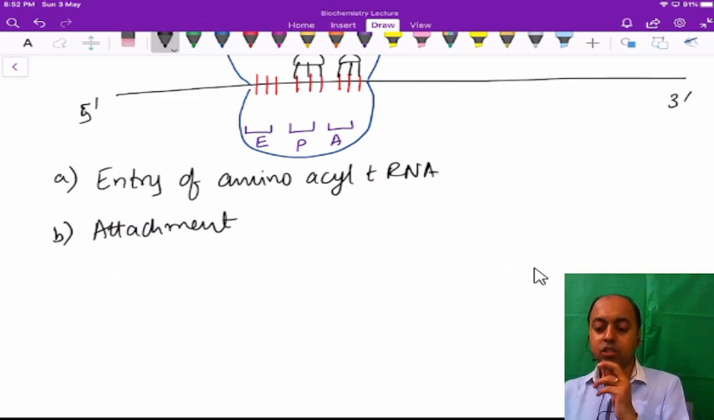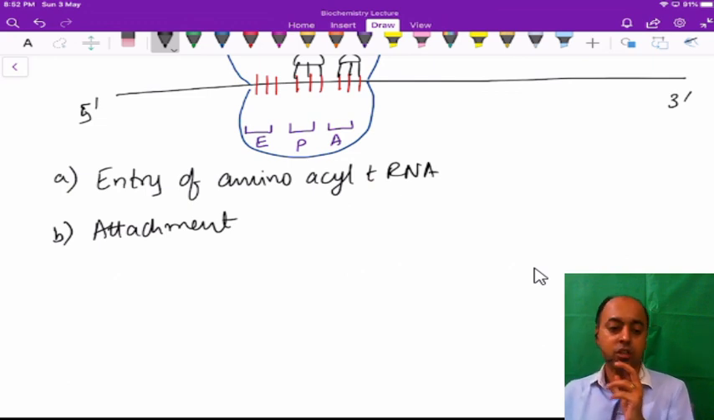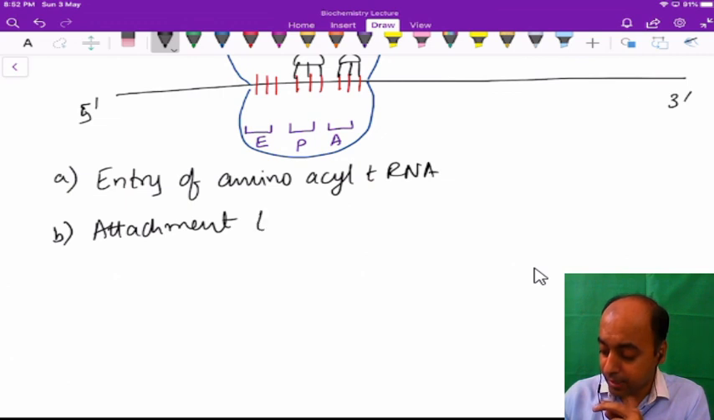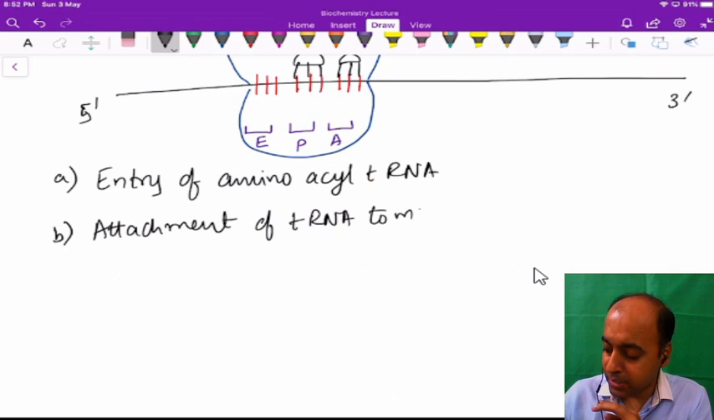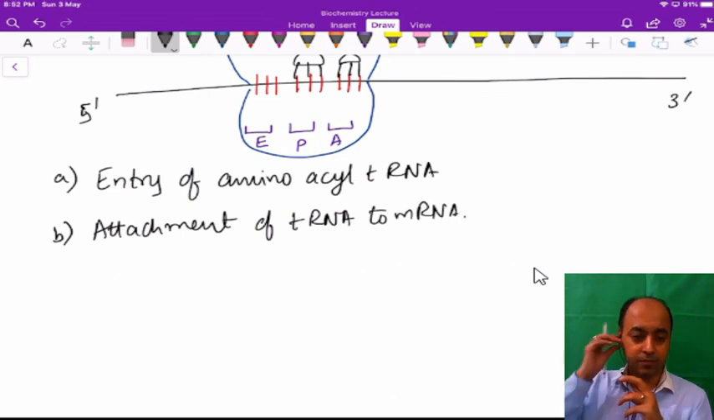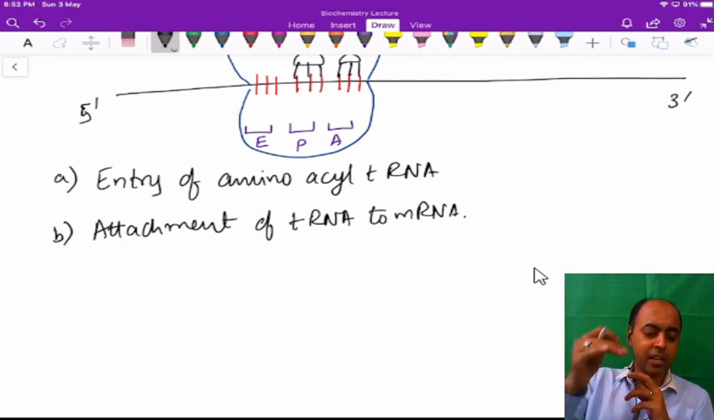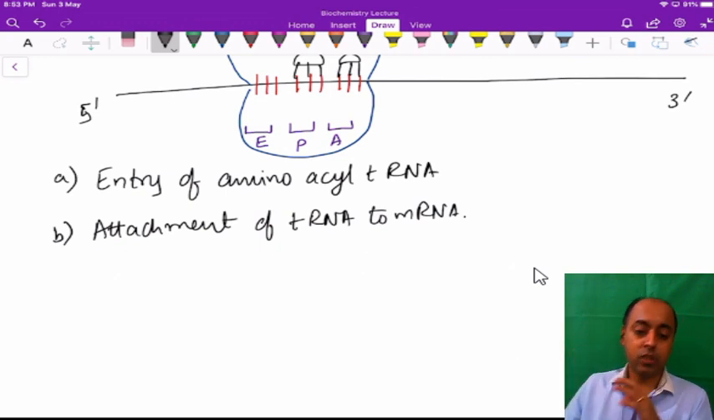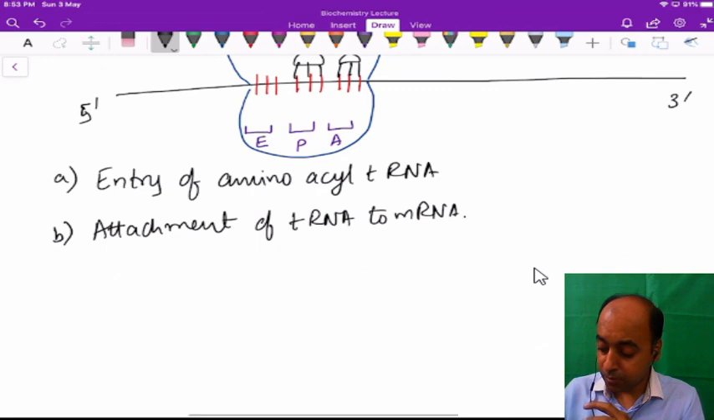Yes, the AUG is on the messenger RNA. Attachment to messenger RNA. Rather, we should write attachment of tRNA to messenger RNA. These are the two things which have happened. Entry of amino acyl tRNA, and after that it attaches to the messenger.